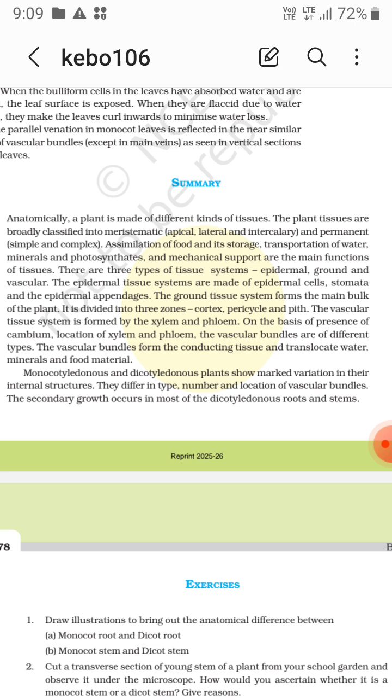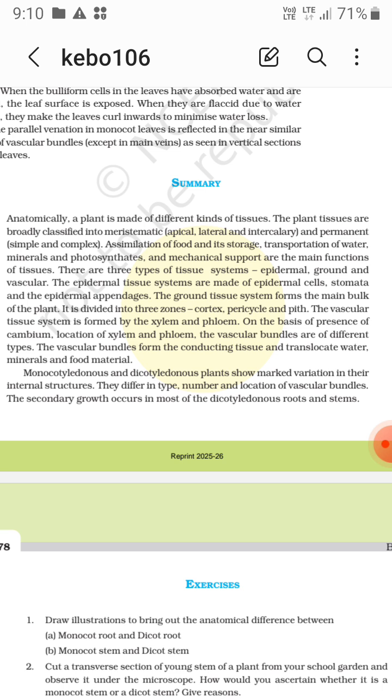The assimilation of food and its storage, transportation of water, minerals, and photosynthesis and mechanical support are the main functions of tissues. There are three types of tissue systems. First one is the epidermal tissue system, second one is the ground tissue system, and third one is the vascular tissue system.